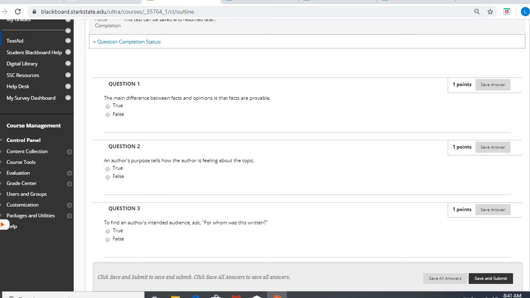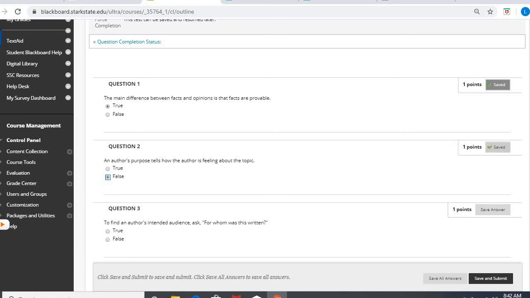So the main difference between facts and opinions is that facts are provable. That is true. Now you can prove a fact true or false. So that's the difference. Facts you can verify somehow. Opinions you cannot. They're beliefs, attitudes, however you want to think of that. Number two, an author's purpose tells how the author is feeling about the topic. That is false. The purpose is why an author wrote something. Their feeling is like their attitude or their tone.